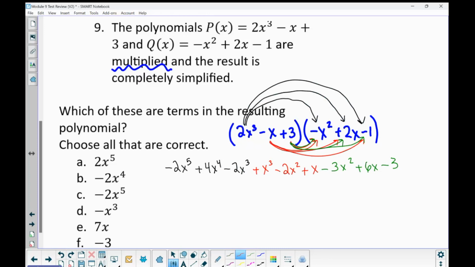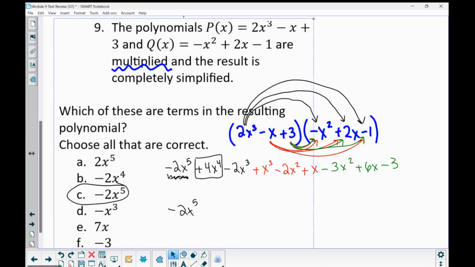All right, and now we just start combining like terms. You can't check anything off until you've combined all your like terms. So we'll start with our highest degree to lowest degree. Here we've got negative 2x to the fifth, and that cannot combine with anything, so I bring down my negative 2x to the fifth. Move on to my 4x to the fourth, cannot combine with anything, so I just bring it down. Positive 4x to the fourth.